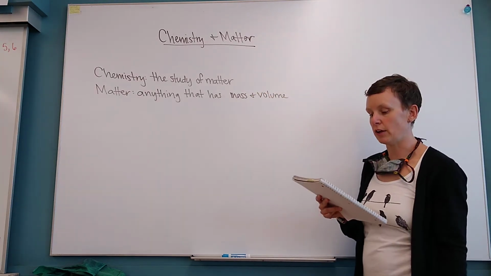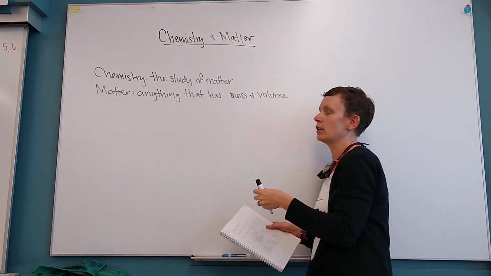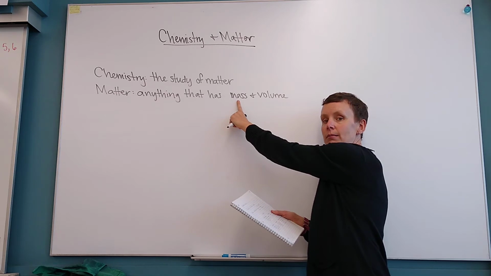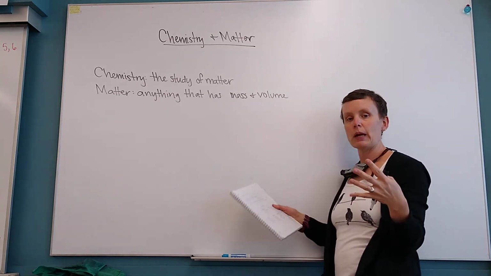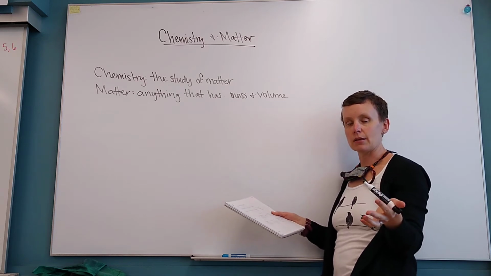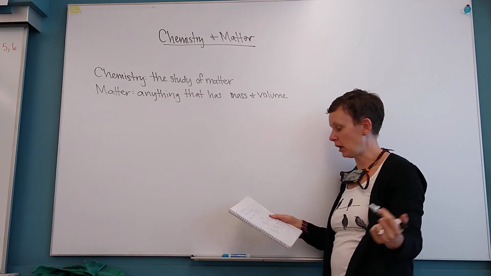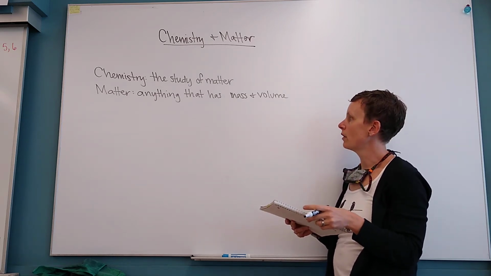Okay, mass and volume. Now, if these words aren't familiar to you, make sure that you put yourself a note so that you know what mass and volume are. Mass means it weighs something, okay? You can weigh it. Volume means it takes up space. If you were to tell a little kid that something has volume, they're going to have no idea what you're talking about. So you would tell them it takes up space, okay? So the more space it takes up, the more volume that it has.